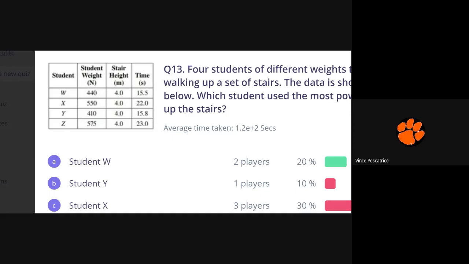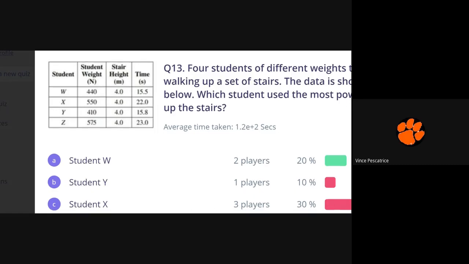So this one is a little bit complicated because you need to do this times this divided by this. So you need to do this weight times the height. Remember, force times distance is work. Work divided by time is power. So it's 440 times 4, that answer divided by 15. And when you do that, student W winds up with the most power out of it.